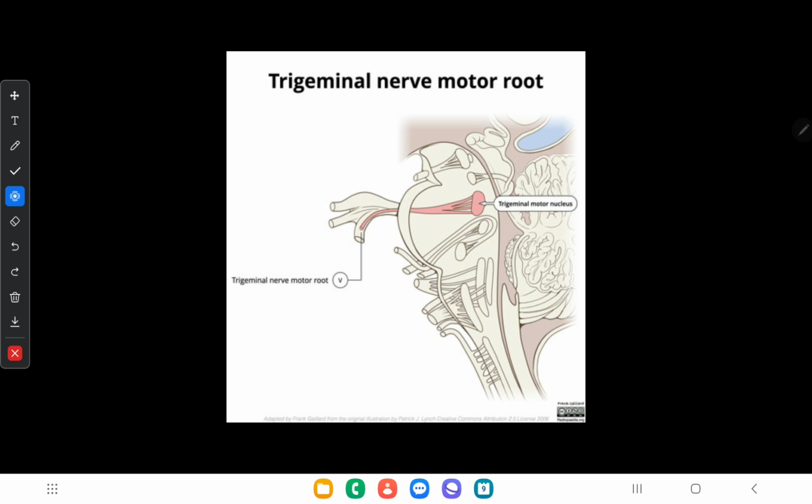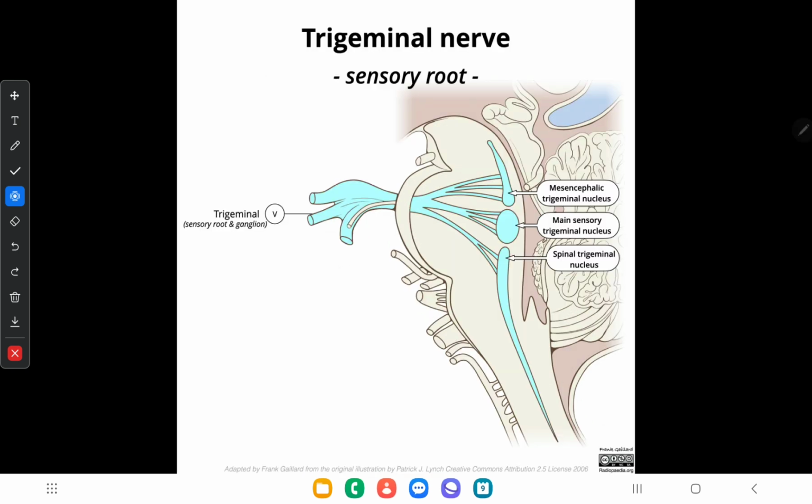Here you will see the motor nucleus, which is located in the upper part of the pons. This is the trigeminal motor nucleus. When we talk about the functional importance of the sensory nuclei, the mesencephalic nucleus is concerned with proprioception and it is equivalent to a sensory ganglion as it contains pseudo-unipolar neurons. The principal sensory nucleus receives discriminative touch fibers. Then the nucleus of the spinal tract is concerned with pain, temperature and light touch.